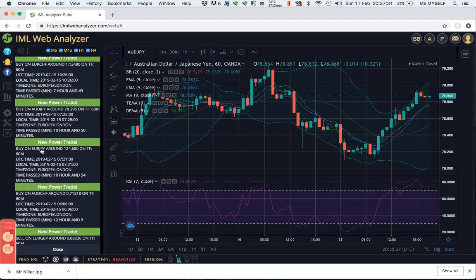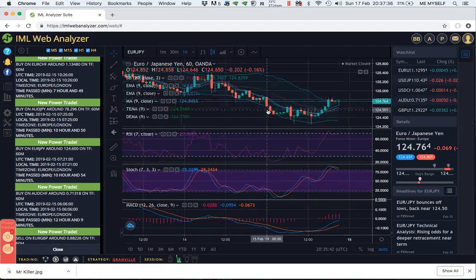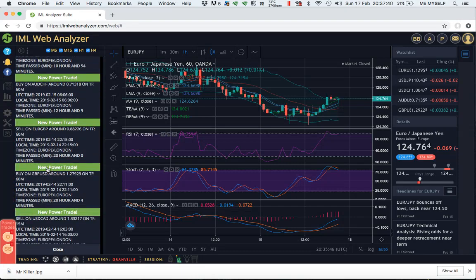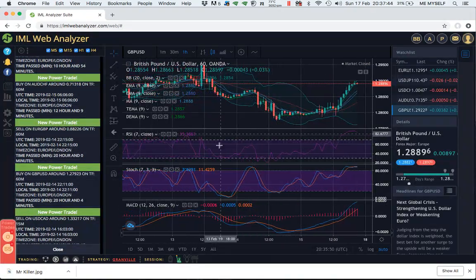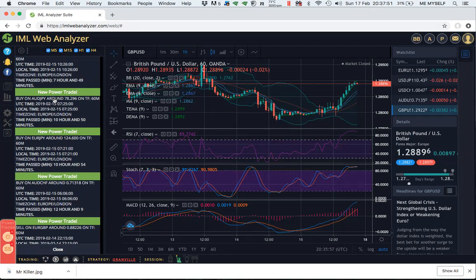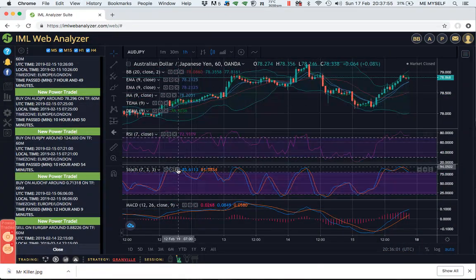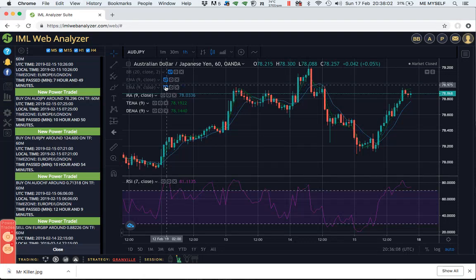Let me just go back and check the RSI and see if we had divergence. Sorry, not Euro JPY, GBP USD. All right, it wasn't very pronounced on GBP USD, so that's fine. Doesn't always happen. All right, AUD JPY. I'm leaving the RSI there and taking everything else off.